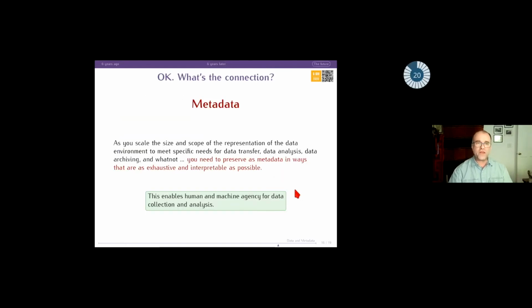Now, what's the connection between 6 years ago and 6 years later? Well, the connection is, it turns out, the metadata. Everything that you need to do, all of the problems I was worried about before, and all of the problems that I'm worried about with the more recent kinds of experiments, it all comes down to the metadata. The better you tag your data with metadata, the more interpretable the data is, the better human and machine agents can do things with the data. That's not really intended to be a profound statement. It's basically exactly the same thing that both of the previous speakers said. I just said it in my words with my silly American accent.